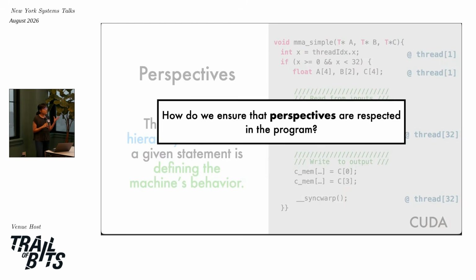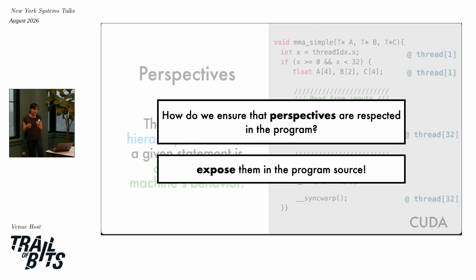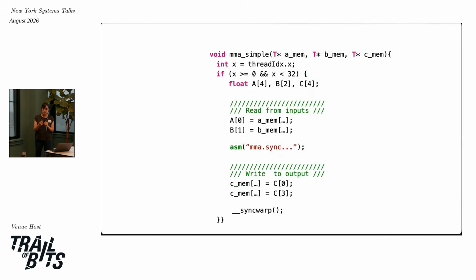But the question is still, we have these perspectives now, but how would Prism actually ensure that these perspectives are respected in the program and we don't violate them? Basically, the thing that we do is that we literally expose them in the program source. So as a programmer, you are expected to define and program against these perspectives. So let's see what this program would actually look like in Prism.